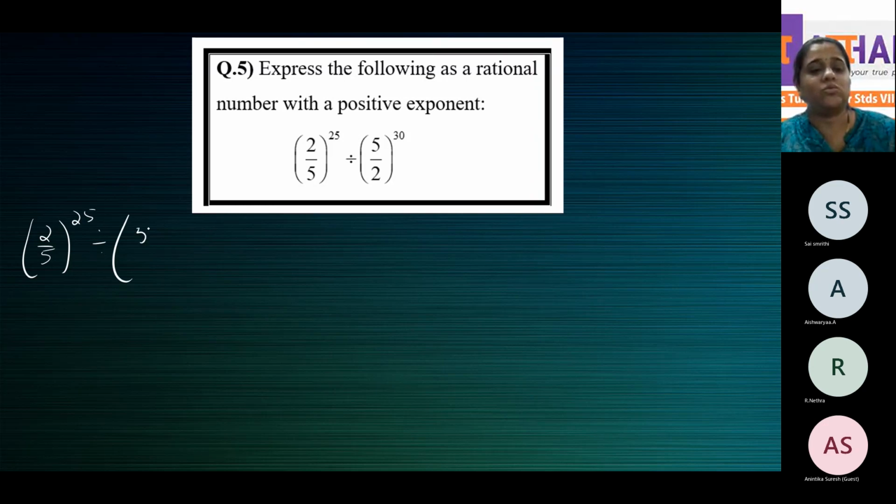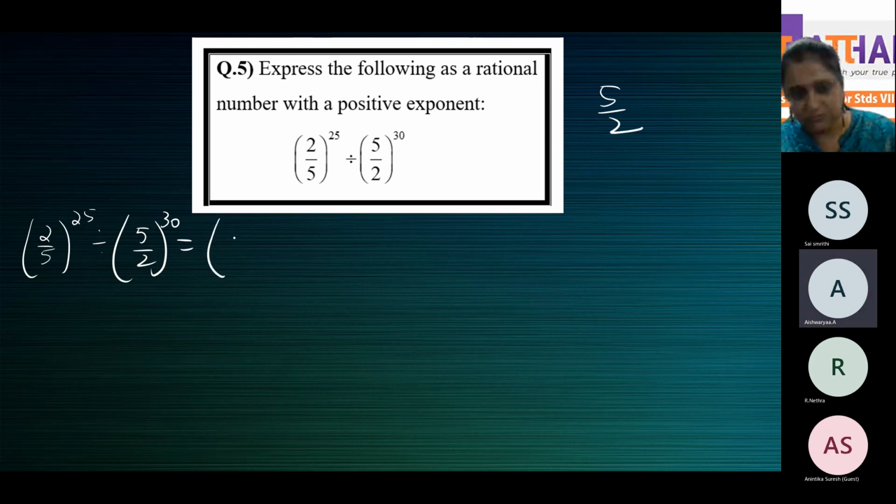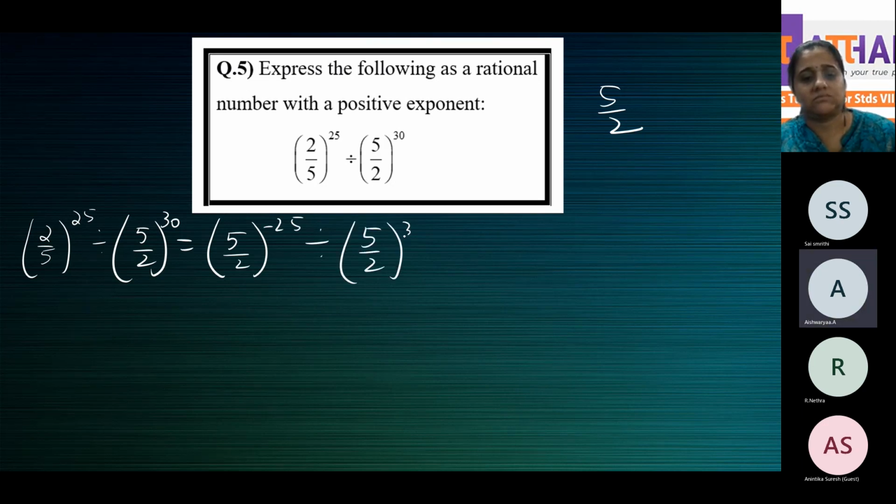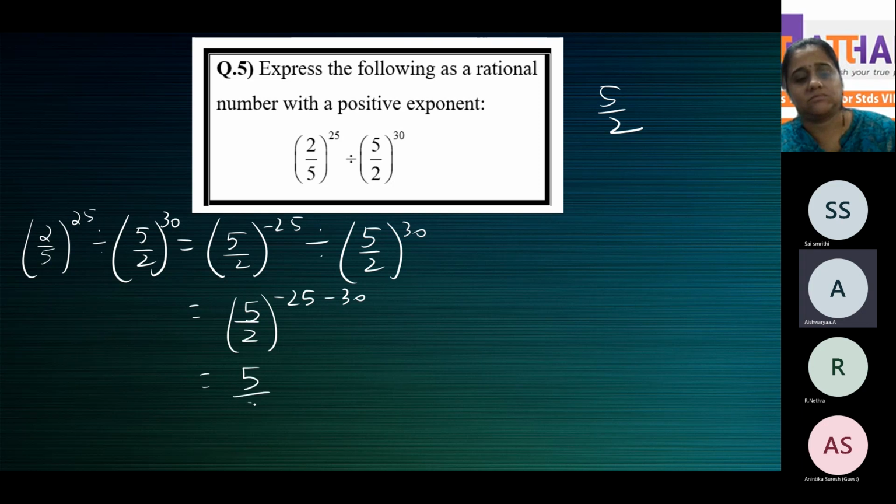2 by 5 to the power 25 divided by 5 by 2 to the power 30 is equal to, I want you to write it with the base 5 by 2. So 2 by 5 to the power 25 will be 5 by 2 to the power minus 25, divided by 5 by 2 to the power 30. As it is division and the base is equal, we need to subtract the exponents. So 5 by 2 to the power minus 25 minus 30, which will be 5 by 2 to the power minus 55. And we need a positive exponent, so it will be 2 by 5 to the power 55.